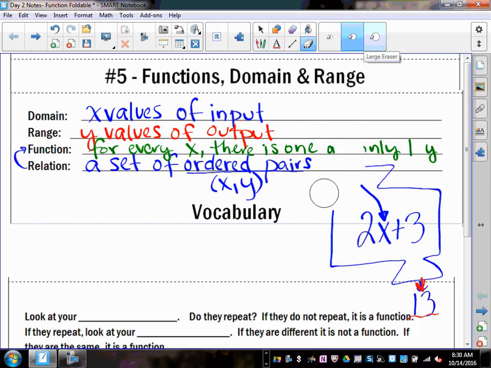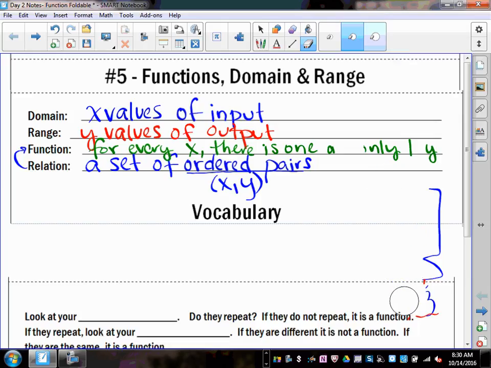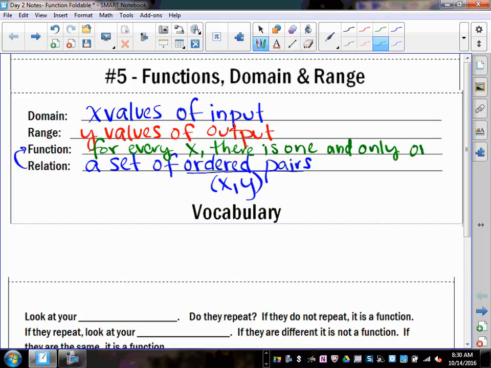Let me get my function box out of the way here. One and only one y. So, for example, if I had the following table of values, let's say I have 1, 2, 3, and let's say it's, I don't know, 10, 28, 6. For each x, is there only one y value? Yeah. So this would be a function.